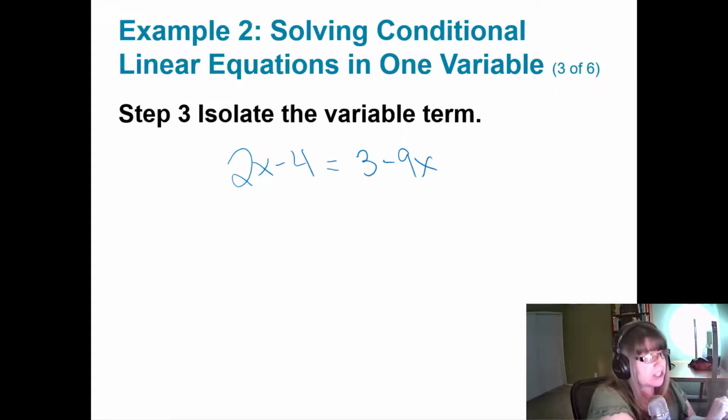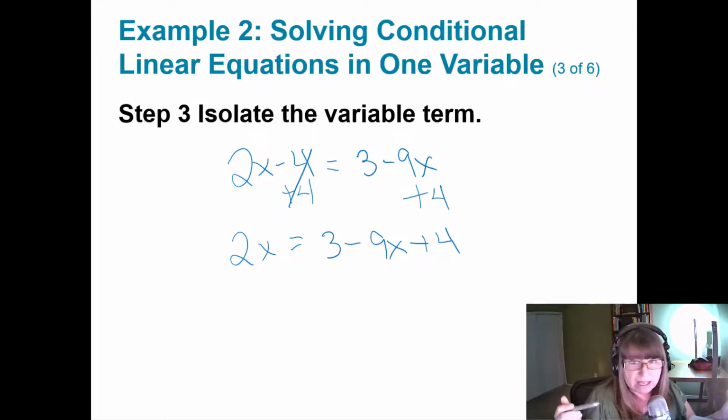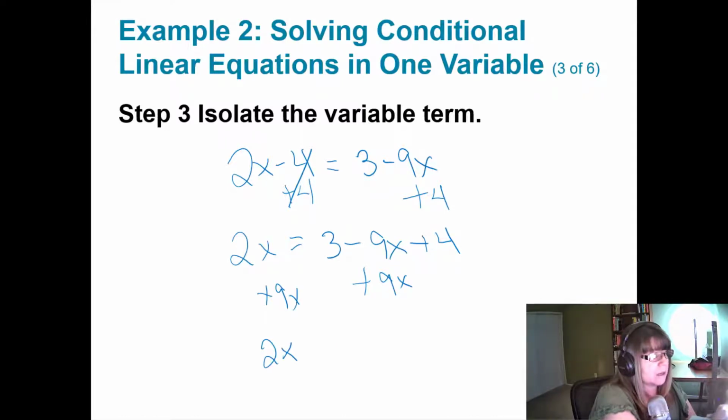So first thing, I have a 2x minus 4. I'm going to go ahead and move this 4 over to the other side by adding 4. So I get 2x minus 4, and the plus 4 cancels out. 3 minus 9x plus 4. And I'm going to move that negative 9x over to the left-hand side by adding. So let me add 9x to each side. I get 2x plus 9x equals 3 plus 4.